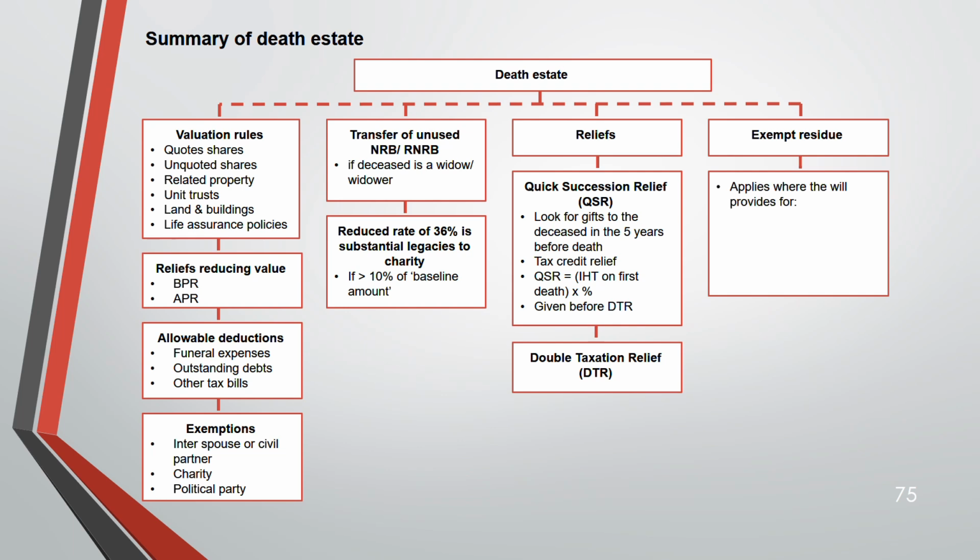Then exempt residue. You have to see. This applies where the gift of the UK asset is left in the exempt residue. Like if it is left to spouse, charity or political party, then you have to do single grossing up. I've shown you. That is IHT into 40 divided by 60.